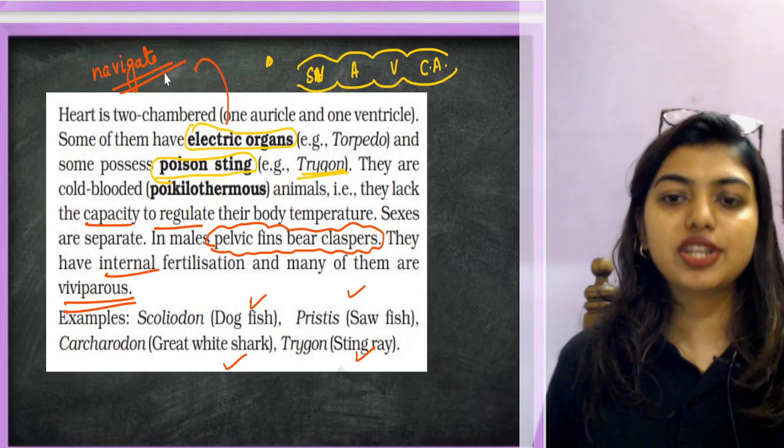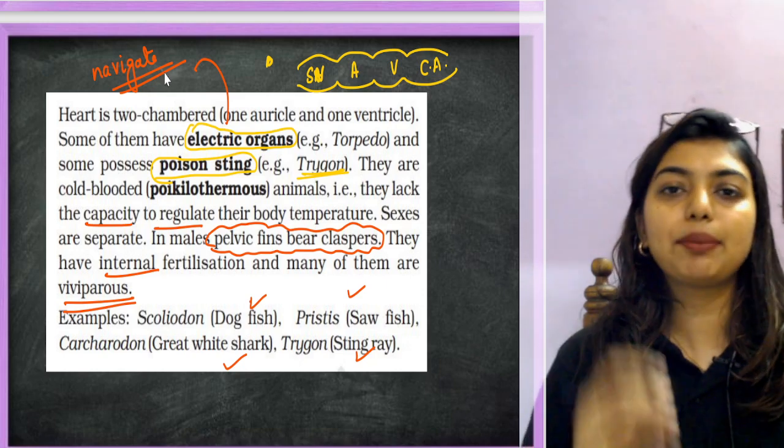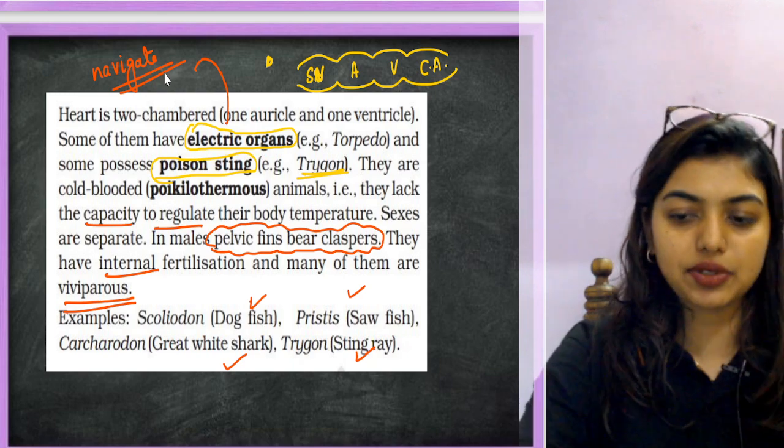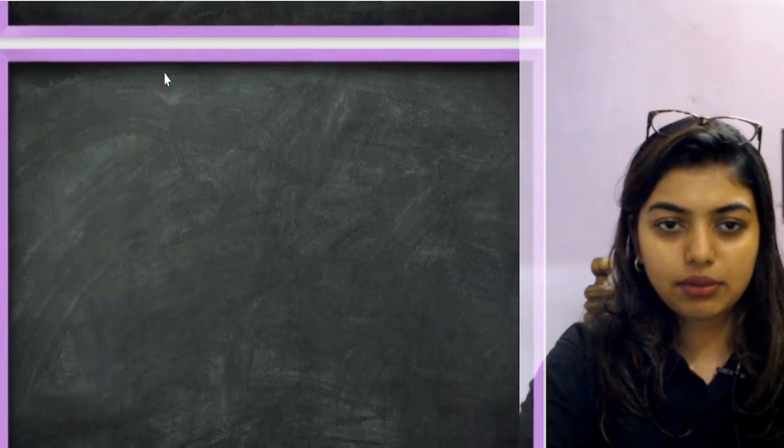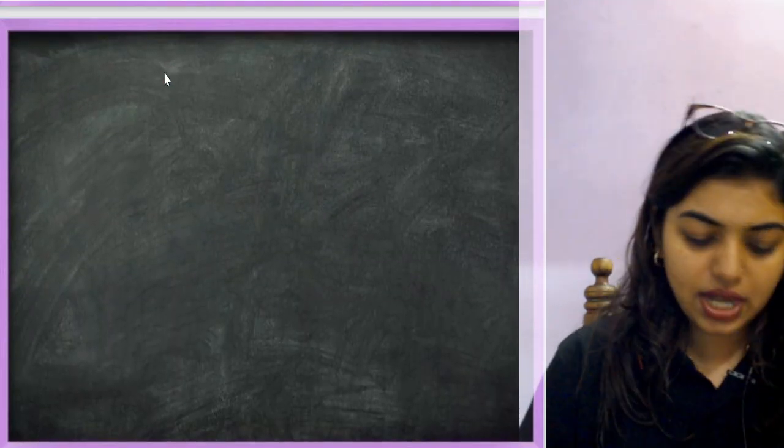They have poisonous stings and they are poikilotherms. And also, the pelvic fins in males have claspers. Okay, this is what you have to remember. So, here we will just write a short summary of this.